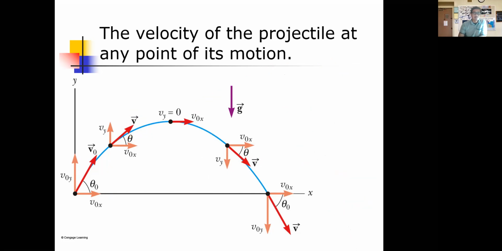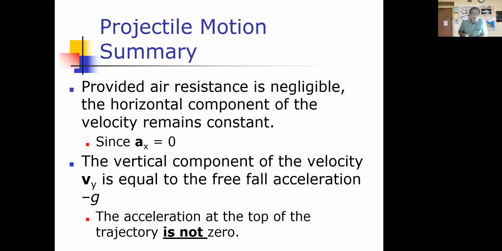Summing up what we talked about so far with projectile motion: we have to ignore air resistance. If we ignore air resistance, the first thing to keep in mind is that the acceleration along the horizontal, ax, is always going to be 0 meters per second squared. If the only force we are considering in projectile motion is gravity, then we have one acceleration, the gravitational acceleration, the free fall acceleration g, which is negative 9.8 meters per second squared.